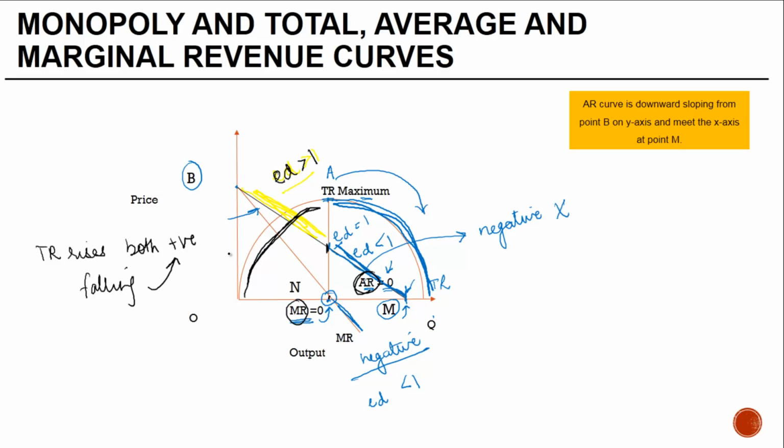So just to summarize, the TR is maximum at point A. When TR is maximum, marginal revenue is 0 and the elasticity of demand is equal to 1. The average revenue curve is falling, and marginal revenue falls. Both of them are positive as long as the total revenue is rising. Once the total revenue falls, the marginal revenue becomes negative and the elasticity of demand is less than 1. For the other area, the elasticity of demand is greater than 1.